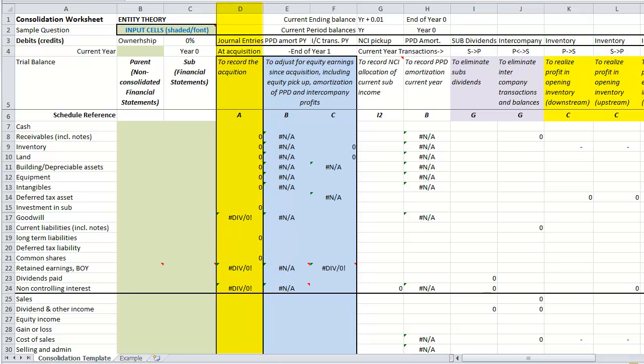Column D records the acquisition. Columns E and F adjust for the equity earnings and the non-controlling interest for the years between the date of acquisition and the beginning of the current year.